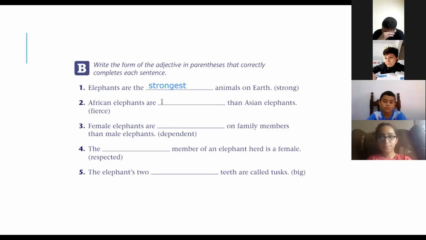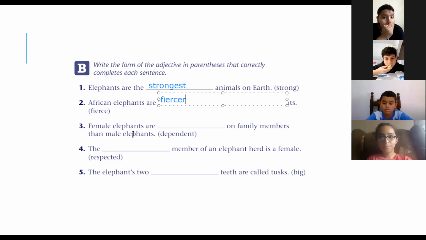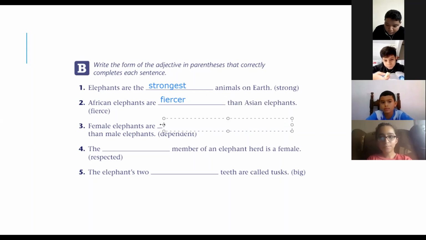For number 2, African elephants are than Asian elephants. More fierce. It would be fiercer. Number 3, we had female elephants are on family members than male elephants. More dependent. Here we're only comparing female to male, so we're just comparing two, so it will be more dependent.